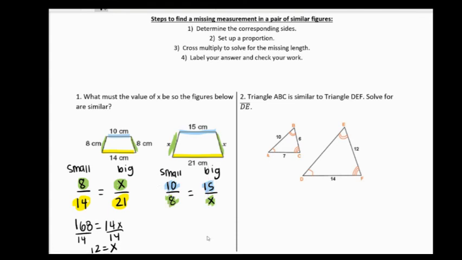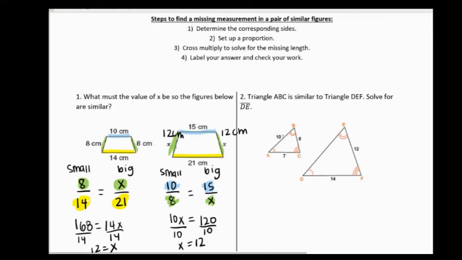So we're going to check, and we have 10 times x, which is 10x, and 8 times 15, which is 120. We divide both sides by 10, so x equals 12. We got 12 as x for both of these, and so that's kind of how you can double check that you got it correct, but we have 12 centimeters for both of them.